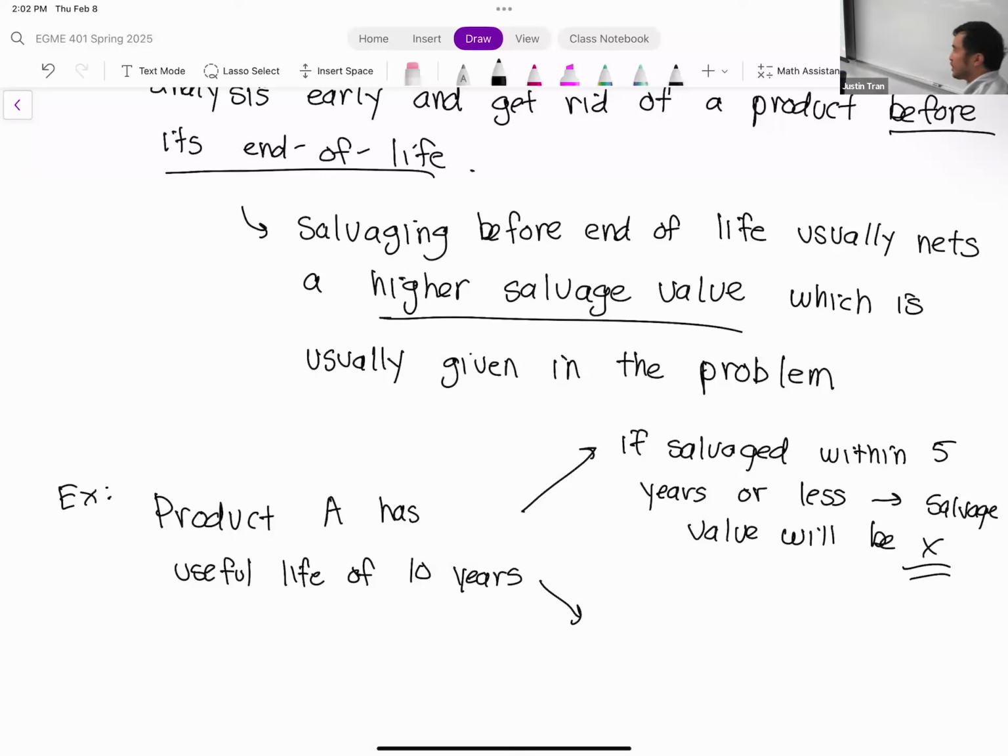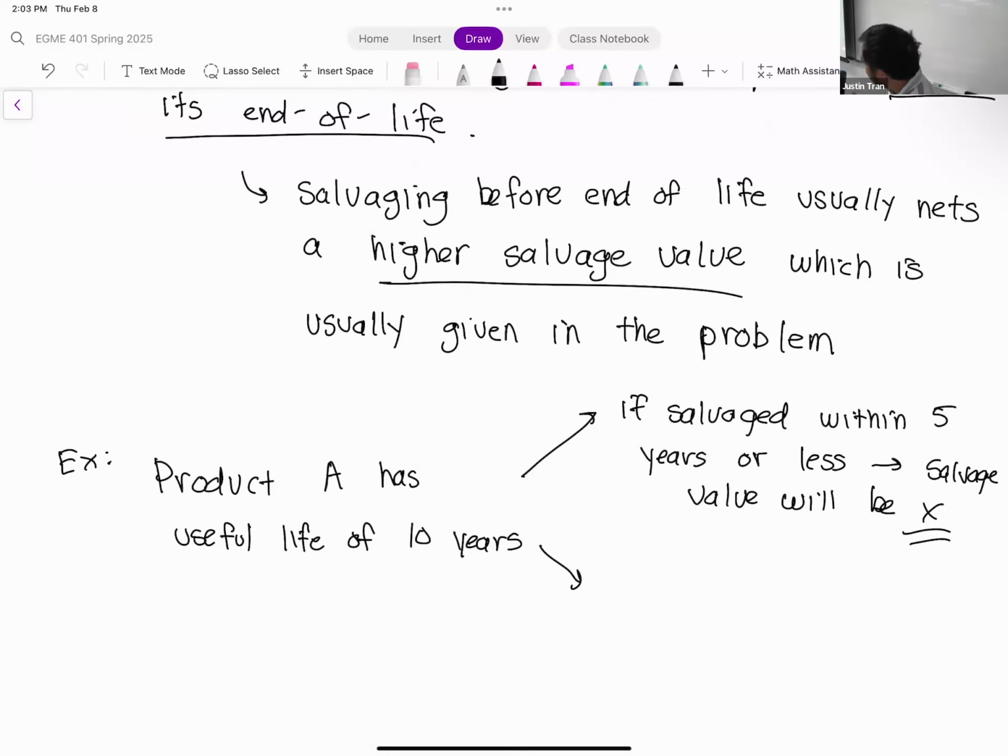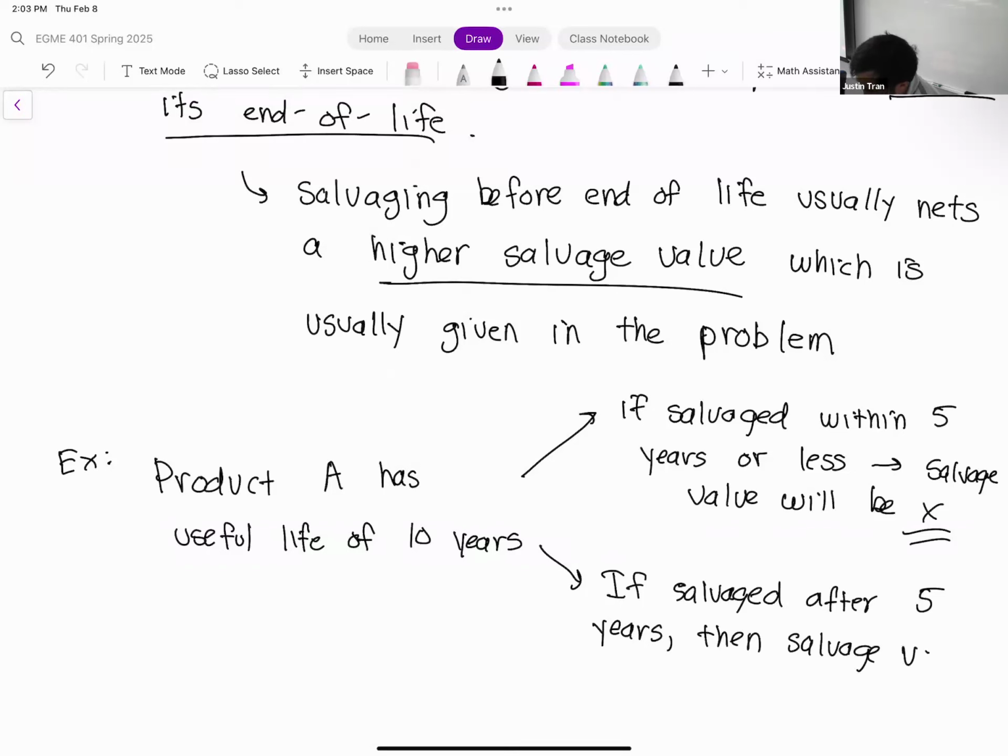This is just a made up example, so I don't have numbers for you. But if you use it for more than 5 years, so if you salvage it after 5 years, then the salvage value will go down. We'll just call it Y. And usually X is greater than Y.